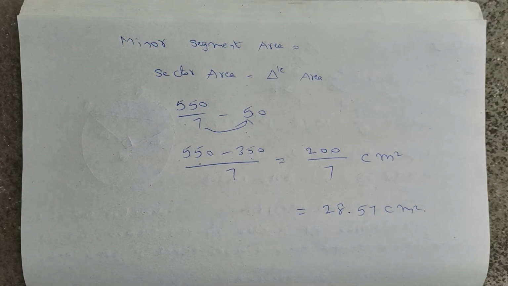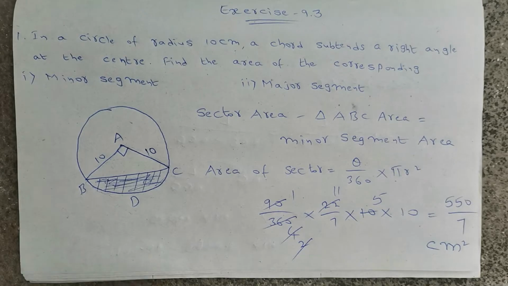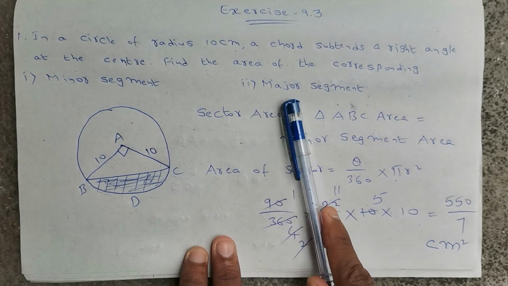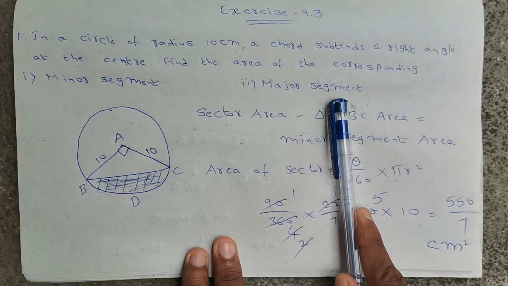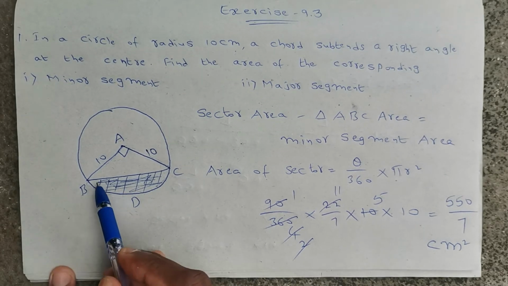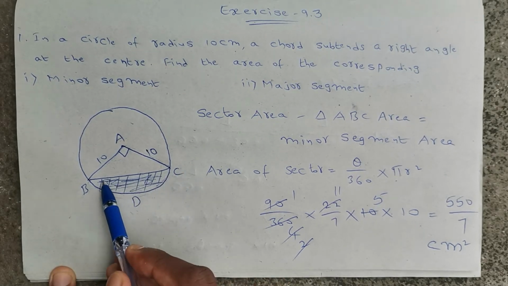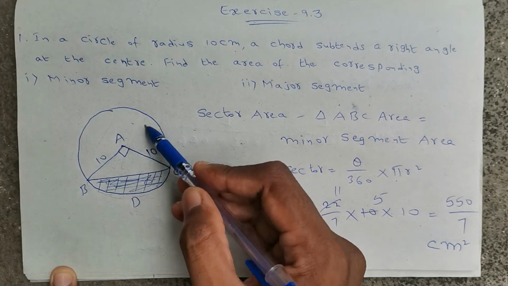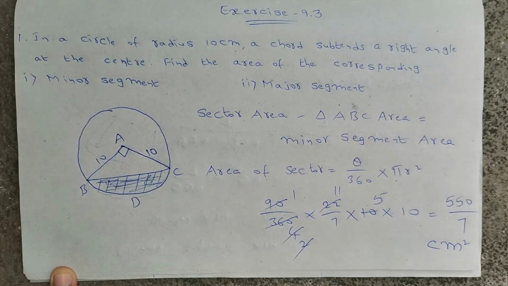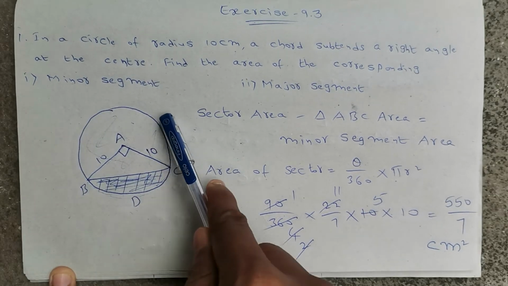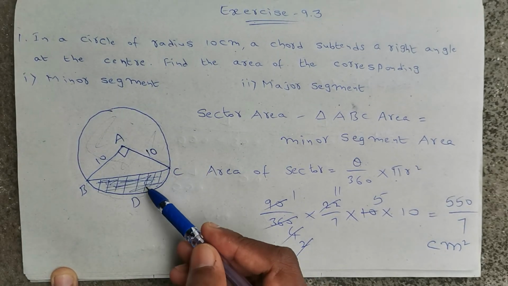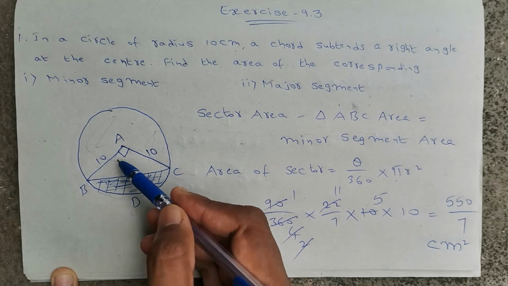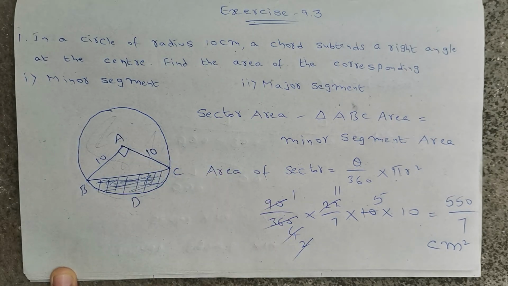Okay, let's move to the next question. In this second question, it is given to find the area of the major segment. The minor segment area we got just now. Then we need to find this total upper part area. How will we find that? From the total circle area, if we subtract this minor segment, then obviously we will get the major segment. So major segment area is equal to circle area minus minor segment area.